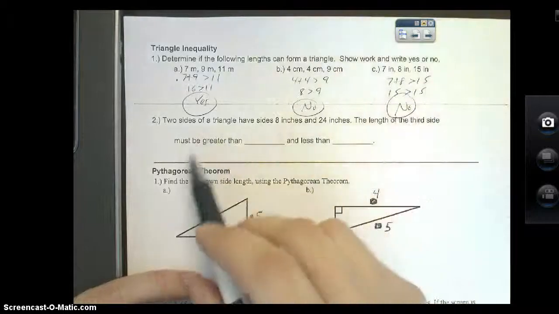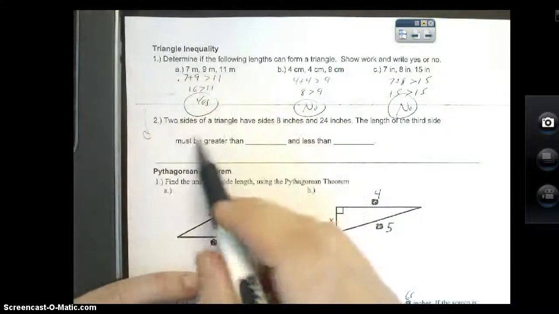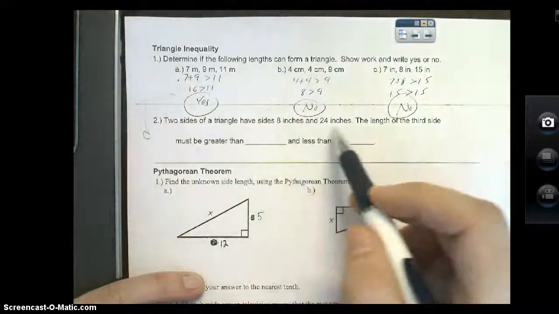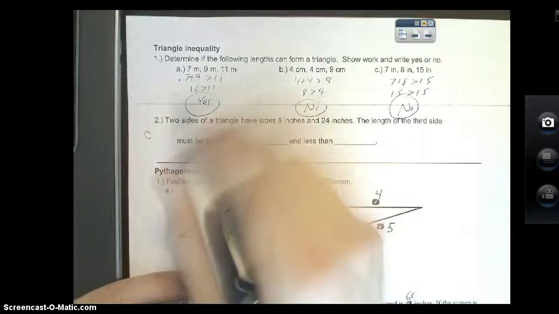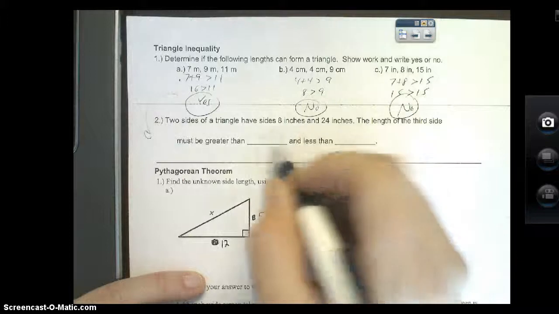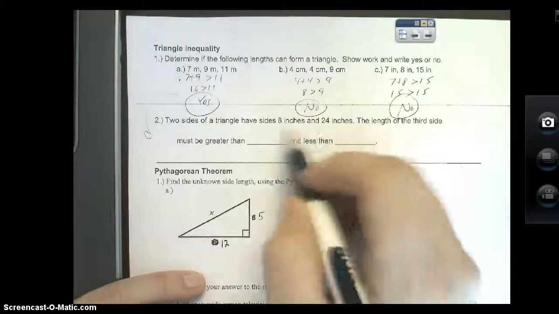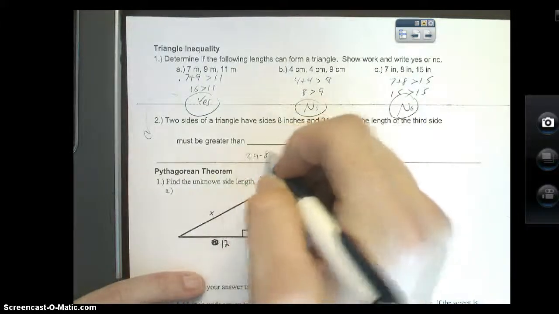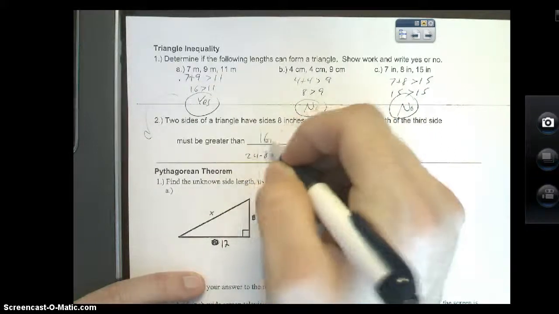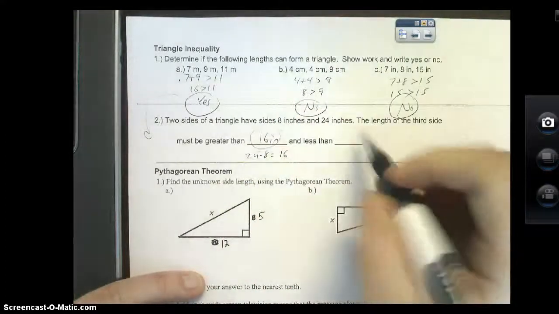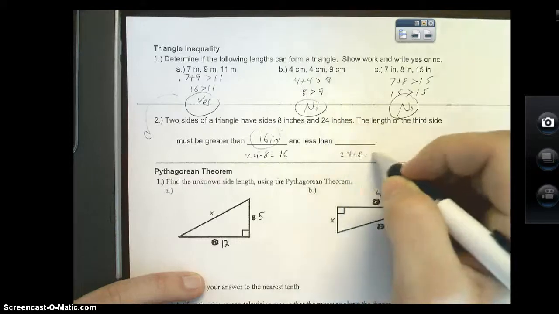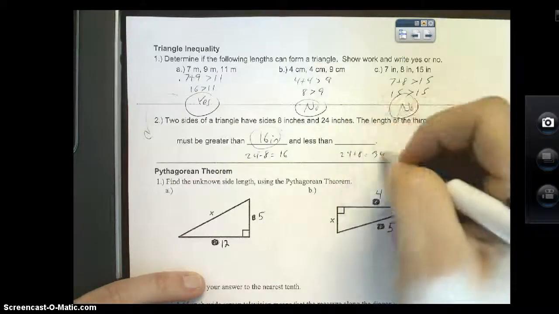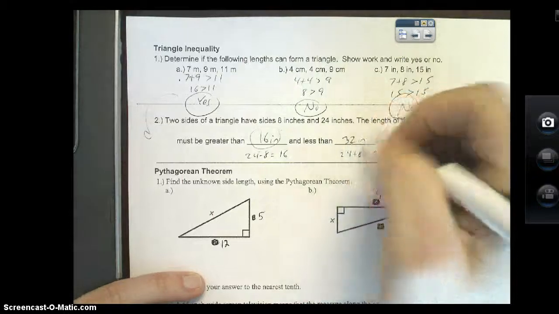All right. This is taking it one step further down here. 2 sides of a triangle of size 8 inches and 24 inches. The length of the third side must be greater than blank and less than blank. Well, the same principle applies, but a really easy way to tackle this problem is, in order to find out what it needs to be greater than, take these 2 numbers and subtract them. For the other part, take these 2 numbers and add them. Oops, sorry, 32. Make sure you have your units as well.